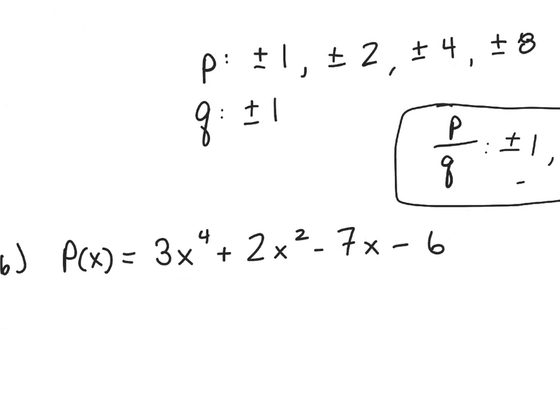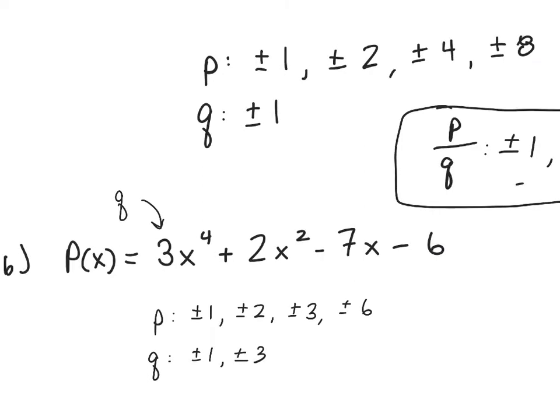So another one here to practice. Here's another polynomial. So 6 is what we use to find values of p. Factors of 6 are plus or minus 1, plus or minus 2, plus or minus 3, and plus or minus 6. Q here would be 3. Factors of 3 are plus or minus 1 and plus or minus 3.